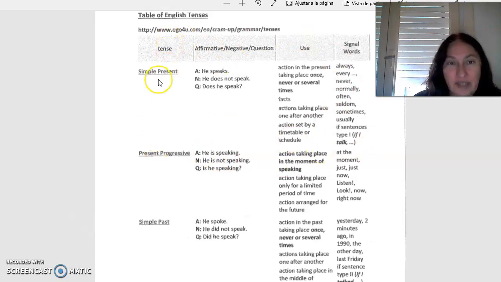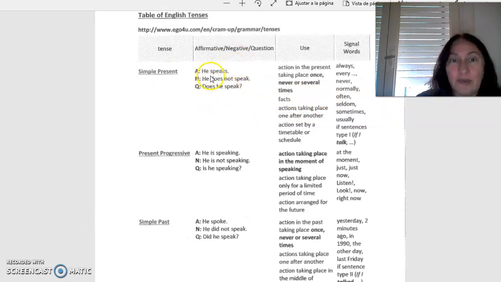In the first column, you have the name of the tense. In the second, examples, an example in the affirmative, negative, and interrogative, so that you can focus on form and have a look at the auxiliaries. In the third column, we talk about use, that is, the meaning associated with that tense. And finally, we have signal words, words that typically occur together with the simple present, right? They tend to co-occur.